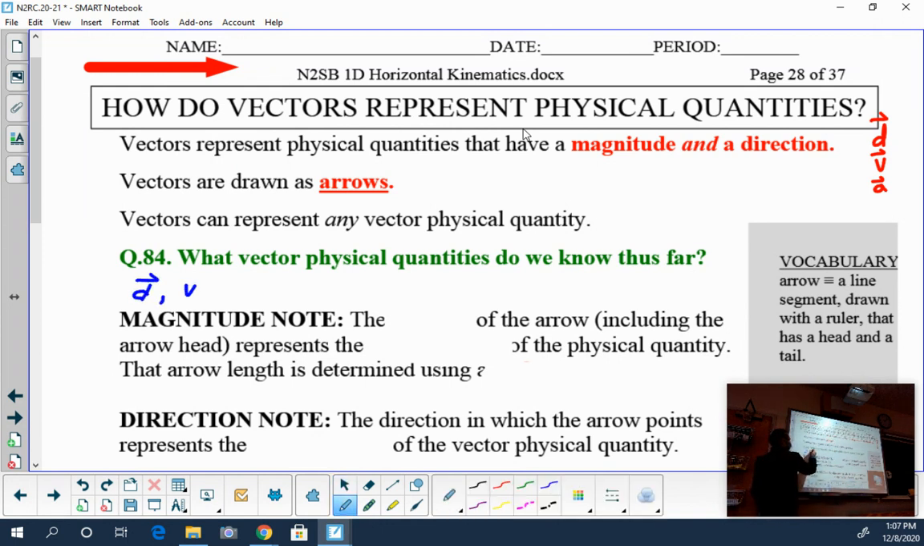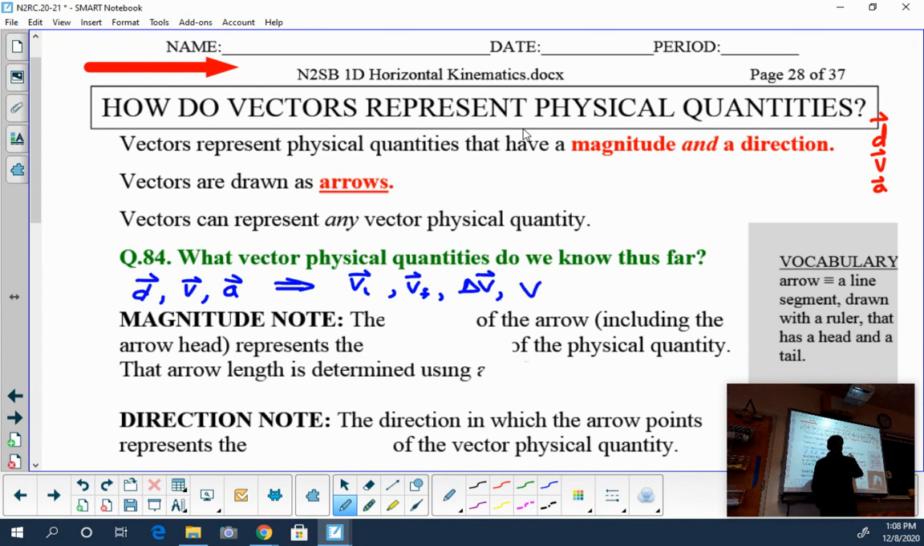Displacement, velocity, acceleration. By the way, we've talked a lot about different velocities. We've talked about initial velocity, vector, final velocity, vector, change in velocity, vector, average velocity, which we've written a couple different ways, including bold with the bar, vector, or we've even tried out V with the bar hat. I haven't seen it in any textbooks, but anyway, vector.